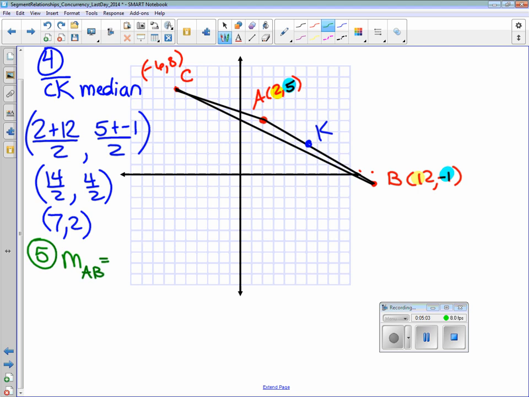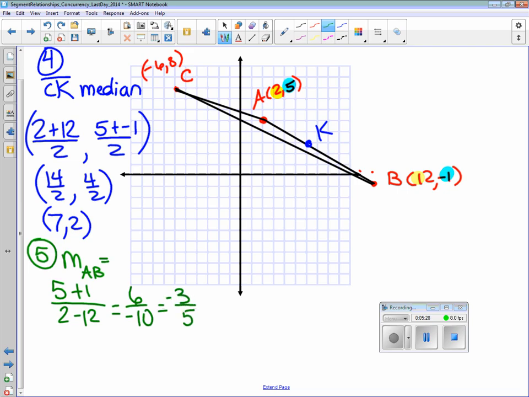How do I find it? The formula's fine. I can do count, rise over run. Either one is okay. The slope formula is what I would prefer as well. And that's going to be subtract your y's, subtract your x's. 5 minus a negative 1 over 2 minus 12. So that is 6 over negative 10, which reduces to 3 over negative 5.